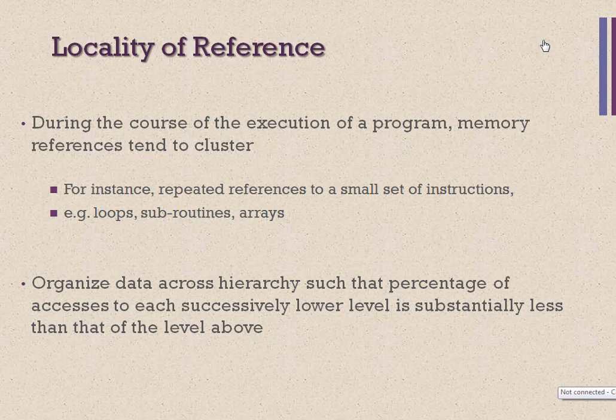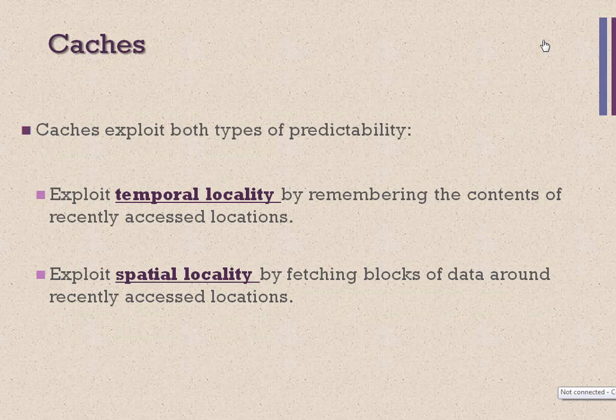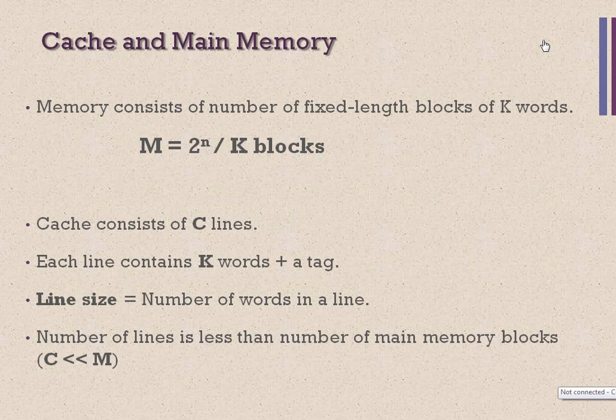So the organizing of data across the hierarchy is such that the percentage of accesses to each successive lower level is substantially less than that of the level above. Cache memory: cache exploits both types of predictability. It exploits temporal locality by remembering the contents of recently accessed locations. It exploits spatial locality by fetching blocks of data around recently accessed locations.